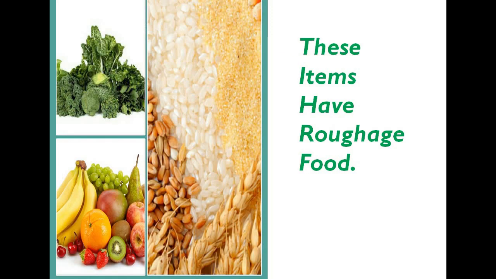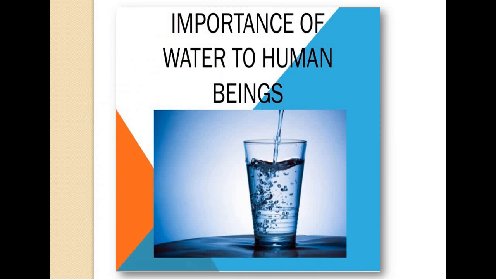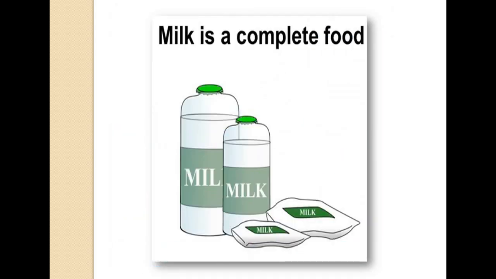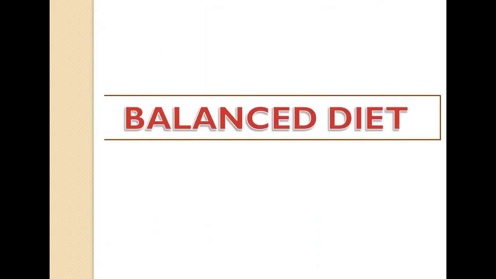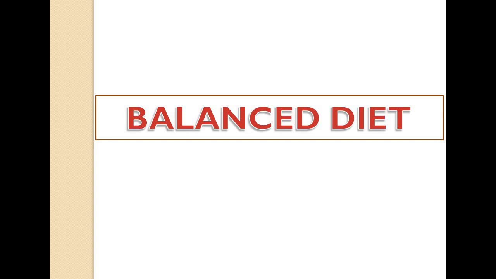Along with all the five nutrients, we should also include the roughage and the water. And that day we also came to know the importance of water to human beings. Now we know well why milk is known as a complete food. Now we will start the new part of this chapter, that is balanced diet.